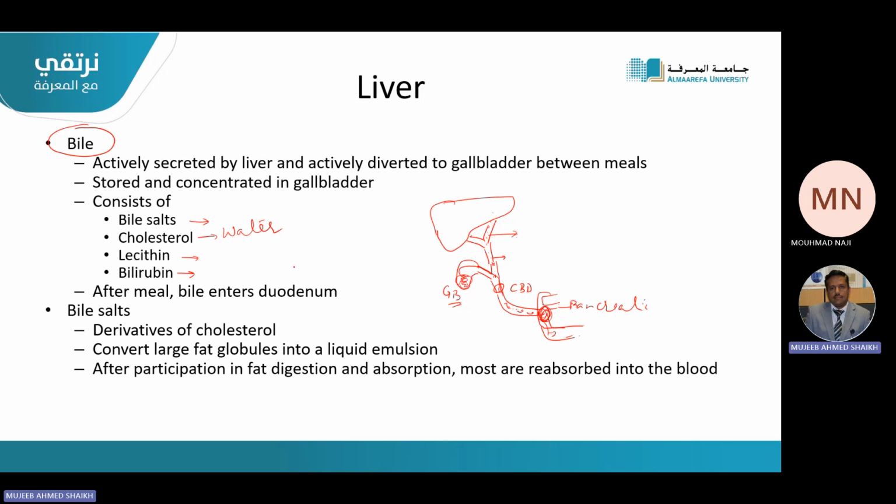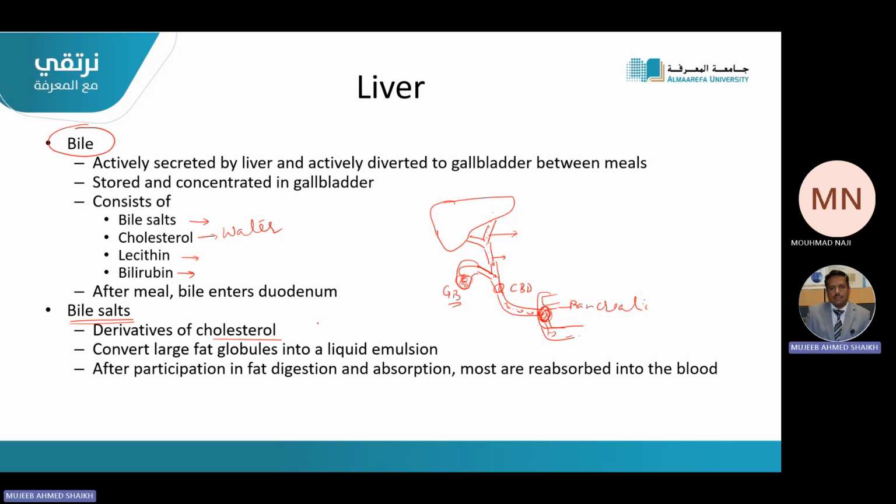This liquid bile consists of bile salts. The main constituent is bile salts. What are bile salts? Bile salts are derivatives from cholesterol. So basically it is formed by cholesterol. The basic element in the bile salt is cholesterol.